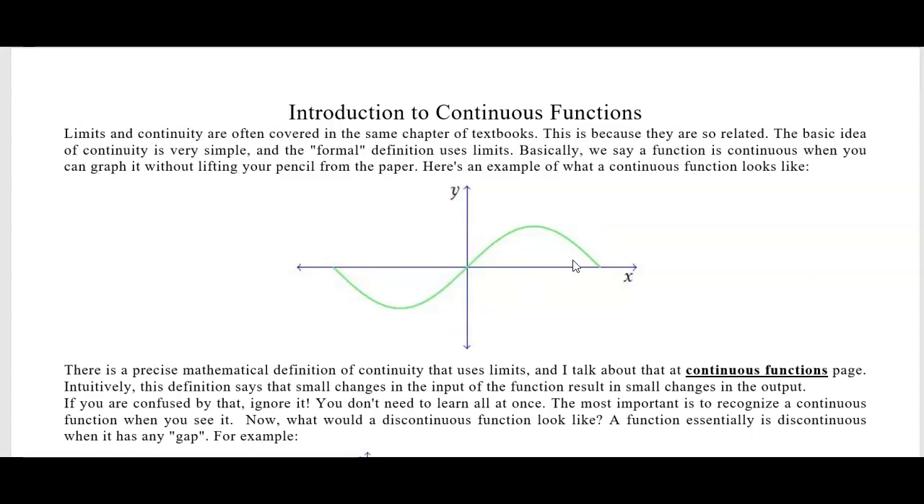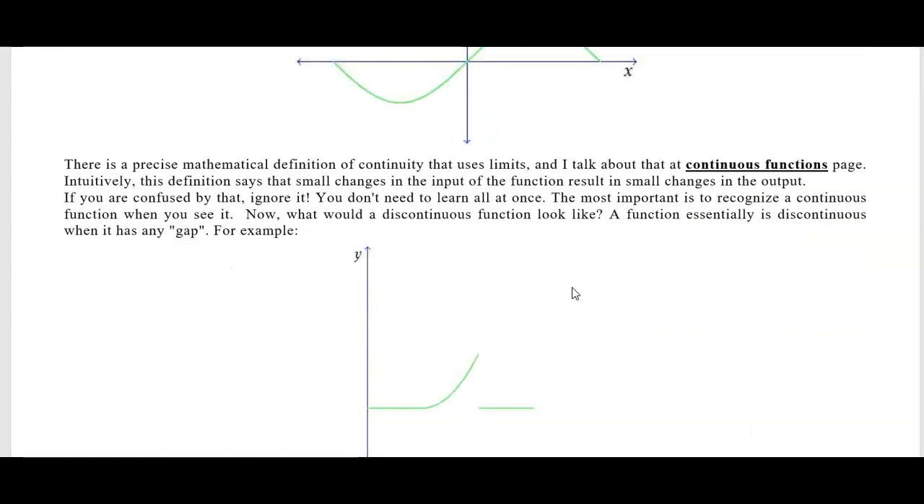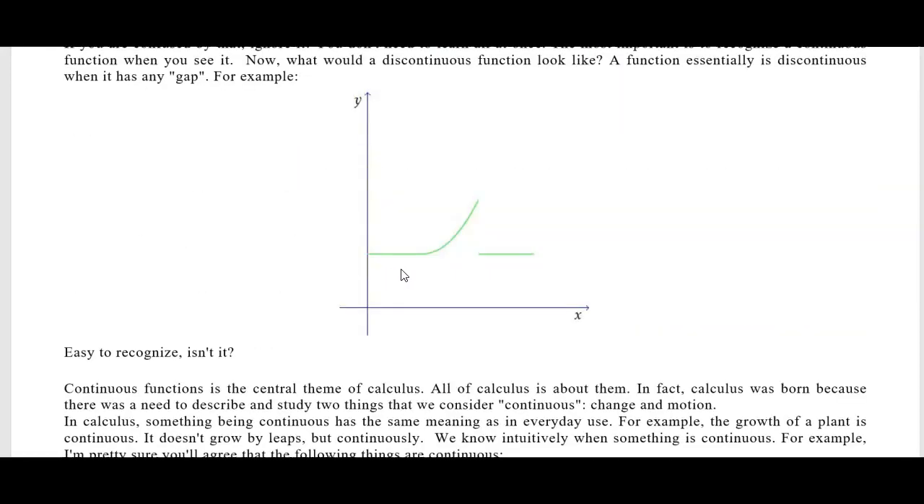Sine. Sine of 0 is 0. So this is a continuous function. Sine is a continuous function. So again, a continuous function is a function without any gaps. This example down here is not continuous. This is a discontinuous function because right in here, we have a jump from the top to the bottom.